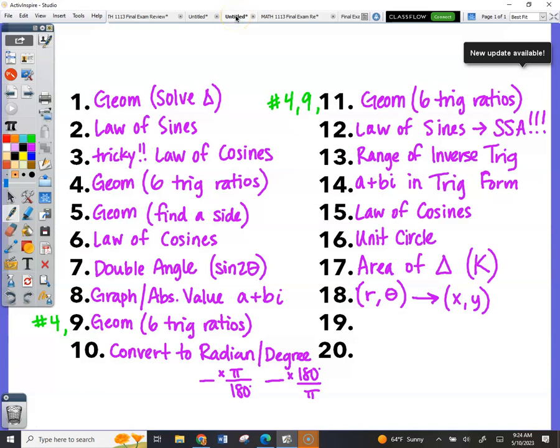So 19, I'm going to put geometry, but you're just finding one trig ratio. You're not finding all 6.